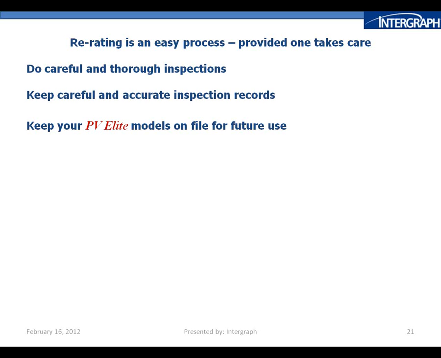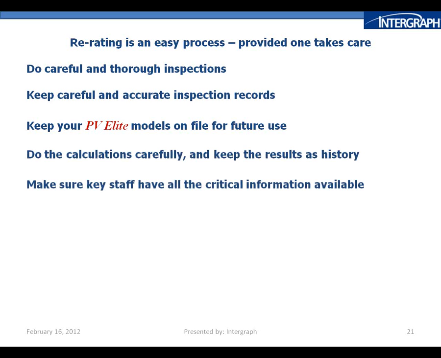This is very important. And if you do these calculations for the same vessel over the various years, you must know when those calculations were done. Do the calculations carefully and keep the results as a history of this job. And make sure that key members of your staff have all this critical information, because somebody somewhere has to make a decision as to whether we use this vessel in the future, whether we scrap this vessel, whether we repair this vessel, whether we downrate this vessel. They can only do it if they have knowledge. That's very, very important. Knowledge.